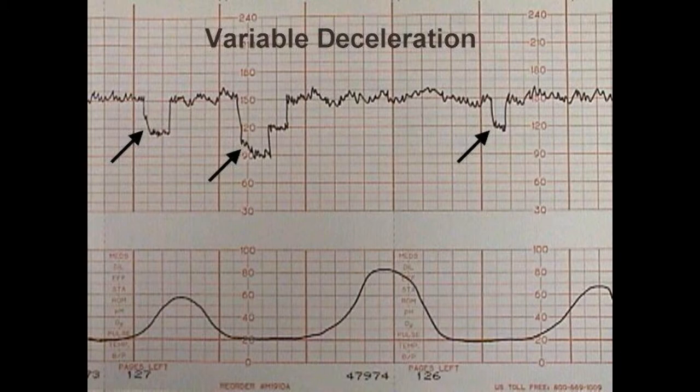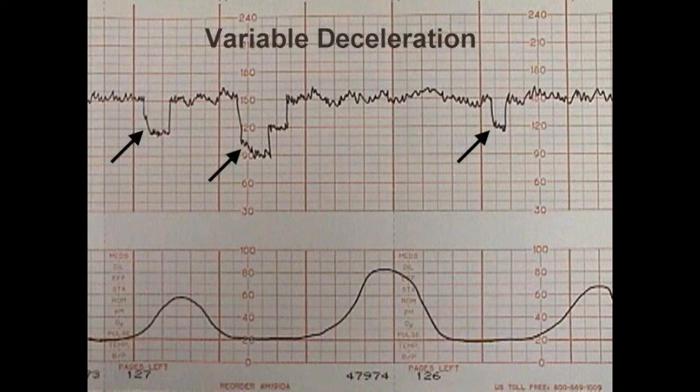Let's just define bradycardia and tachycardia in the fetus. Bradycardia would be under 120 beats for over 5 to 10 minutes. Tachycardia is going to be anything over 160 for over 10 minutes. And those should make us worry either way as well.